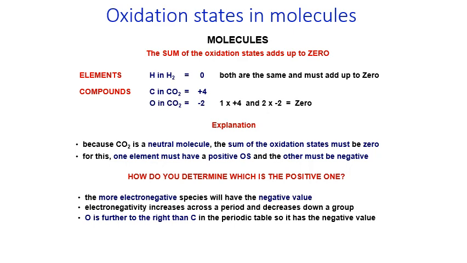Okay, so in terms of the oxidation states of molecules, if molecules are that species, the sum of the oxidation states adds up to 0, which we saw in the last slide. For elements, both are the same, so they must add up to 0. So 0 plus 0 equals 0. So for hydrogen, it's going to be 0.